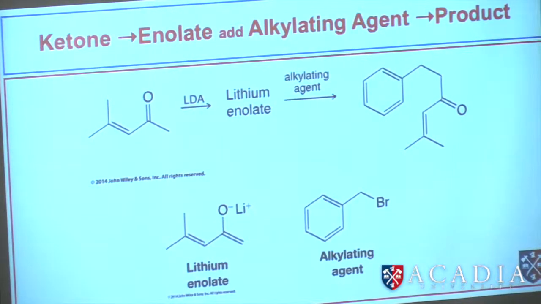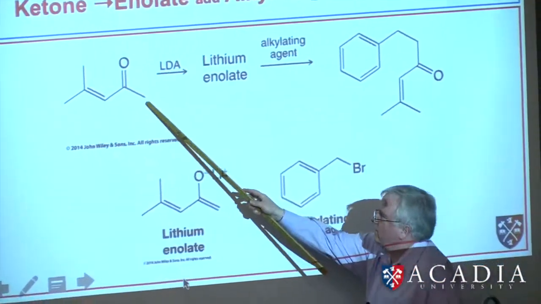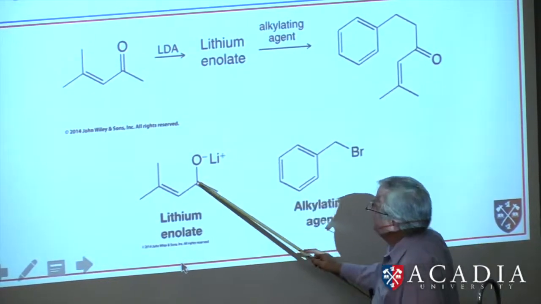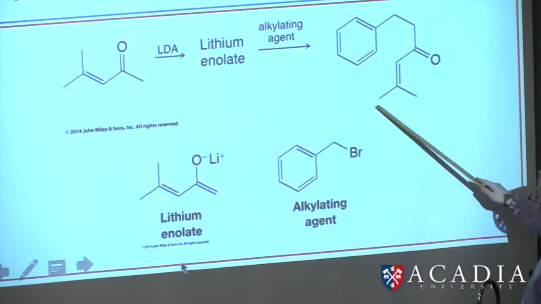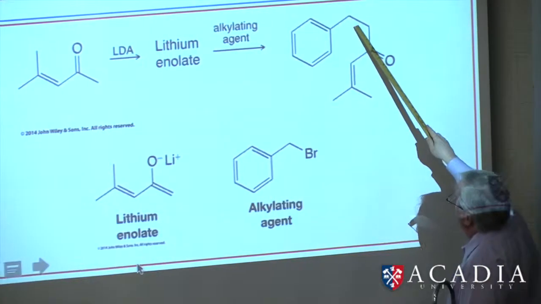Okay, so in this reaction, there's our ketone. We remove this proton. That gives us our lithium enolate. We should be able to then figure out from that, and we can see there is the structure of our starting compound, and there is the alkylating agent. That's the new bond that's formed.